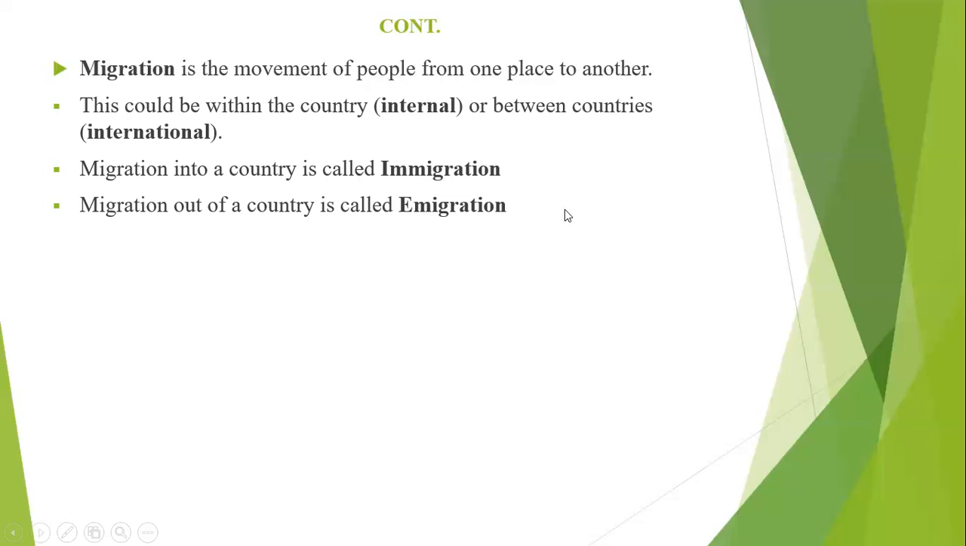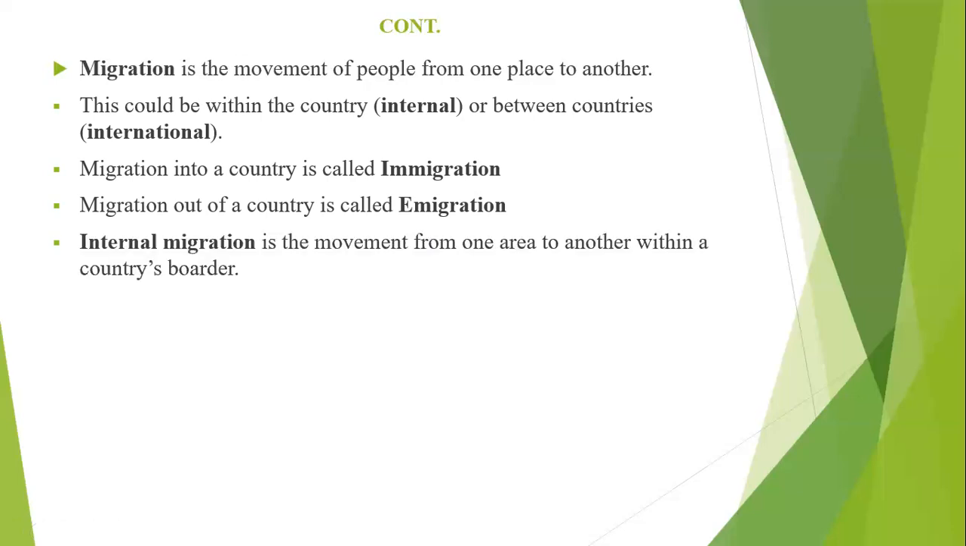Immigration and emigration. So when we say immigration, this is moving into a country. Moving out of a country is basically what we call emigration. Now, internal migration is the movement of people from one place or one area to another within a country's border.